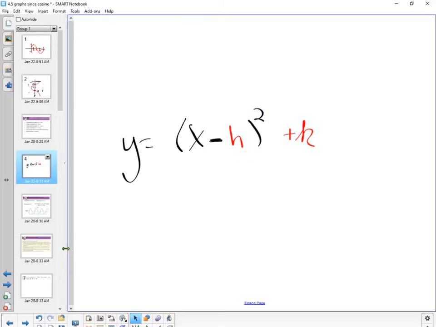I could also do a stretch or compression, right? What value was that? That's an A value. Now there's another thing that we could do. Well, actually, there are two more things.